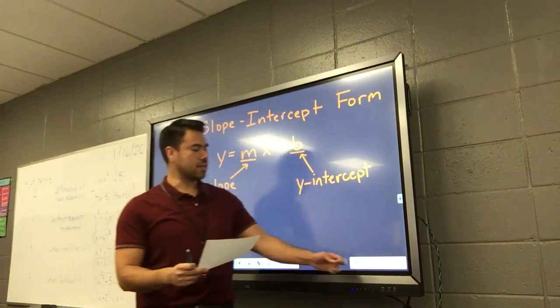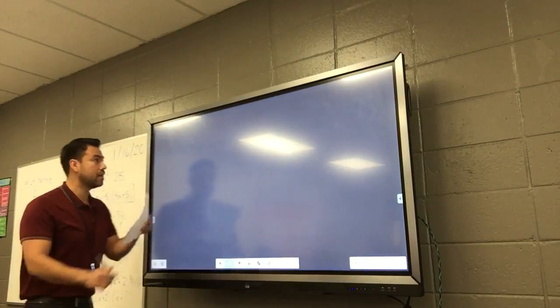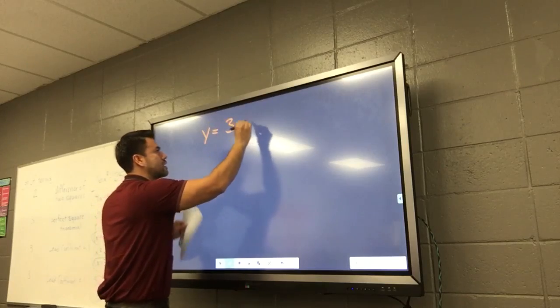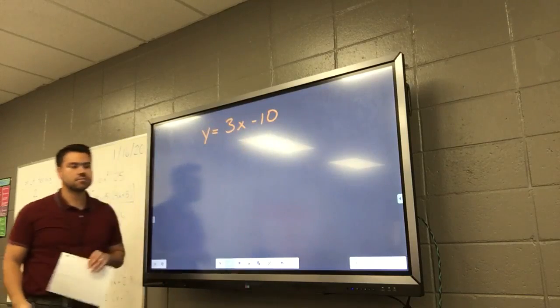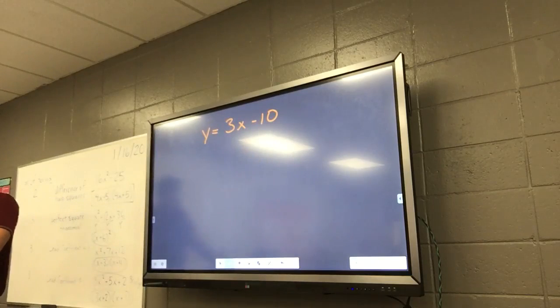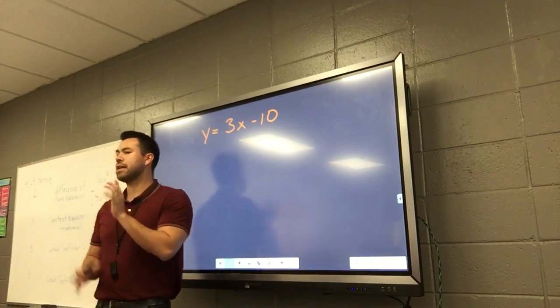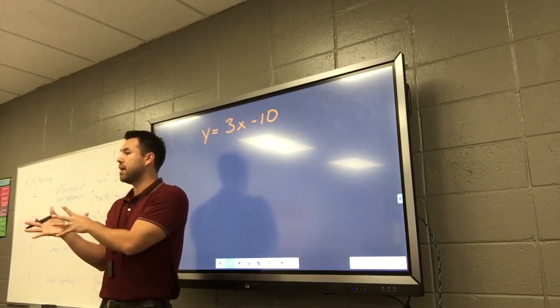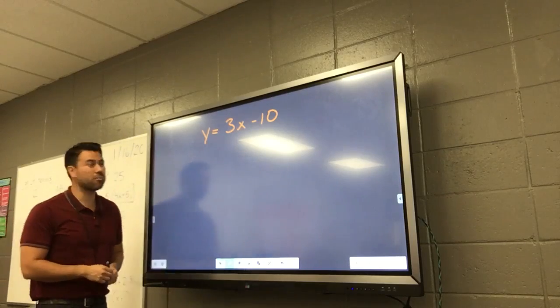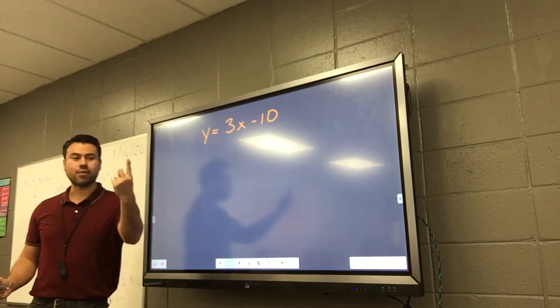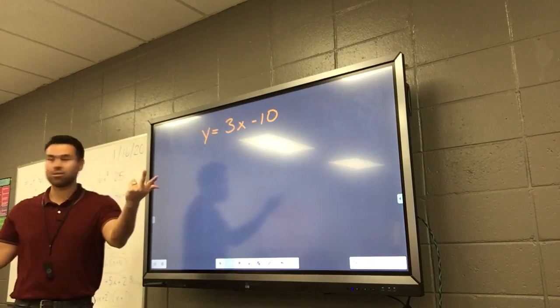Okay, so let's look at an equation here and see if we can identify some parts. So y equals 3x minus 10. Okay, the first question I want to ask, is this in slope-intercept form? And how do you answer that question? Is y by itself? Is y by itself on one side of the equation? Yeah. So it's very close to slope-intercept form. But if it's in slope-intercept form, I need to know the slope and the y-intercept. And I don't see either one of those.